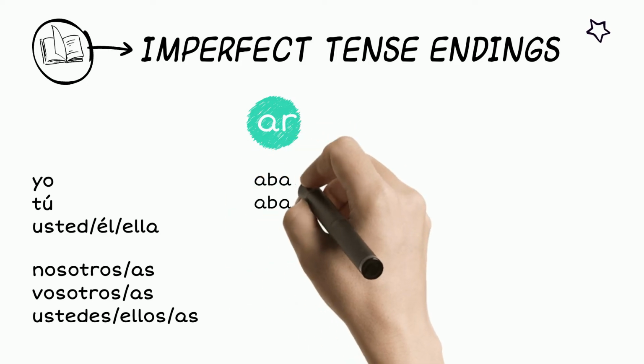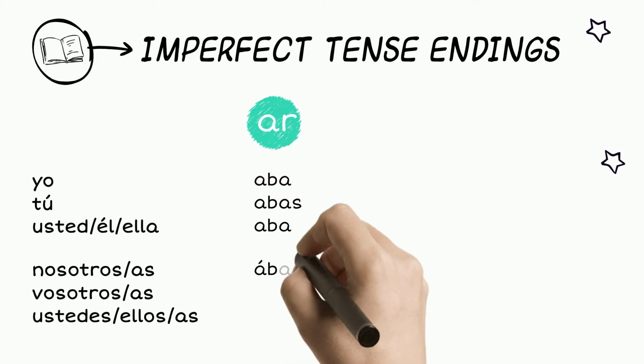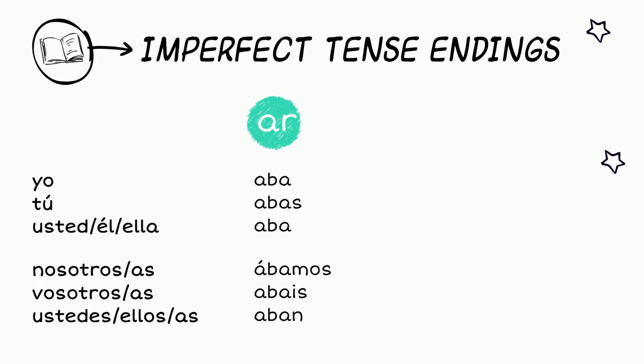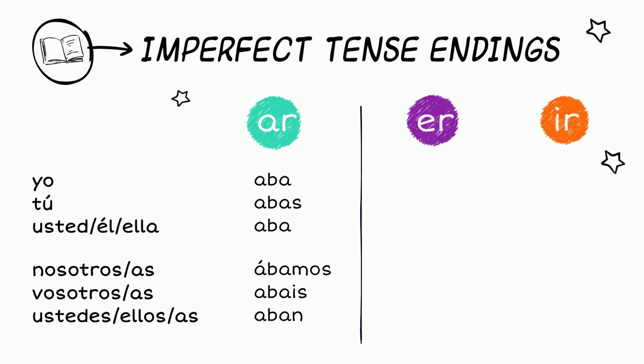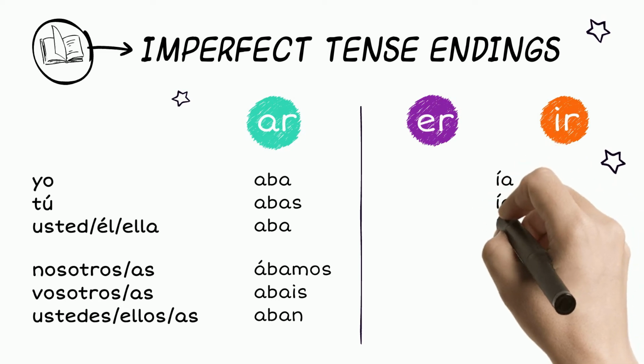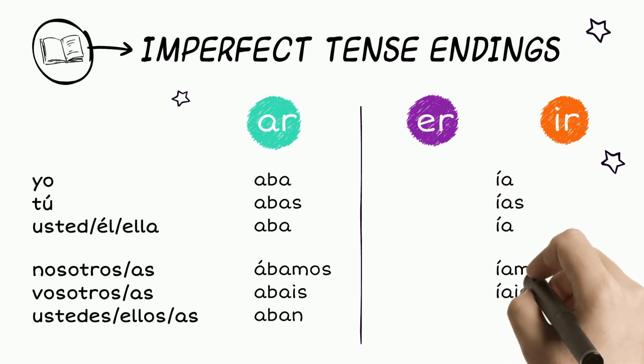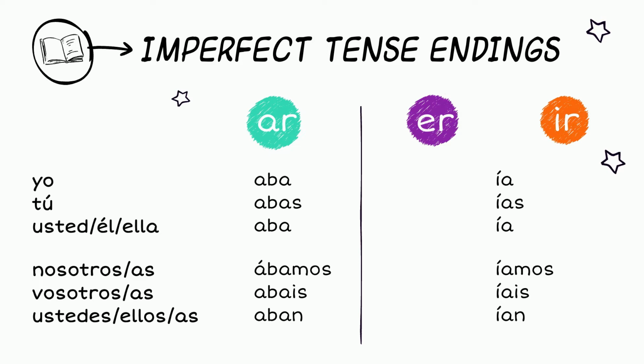AR verbs: aba, abas, aba, ábamos, abais, aban. ER and IR verbs: ía, ías, ía, íamos, íais, ían.